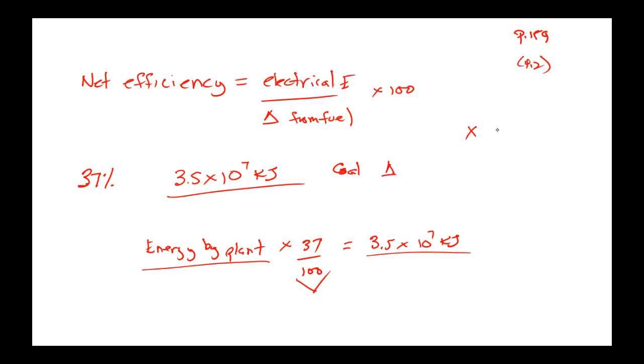So we could make this easy. We just say x times 0.37, that's what 37 divided by 100 is, equals 3.5 times 10 to the 7th kilojoules. All right, so what do we got? We're going to solve for x, so we'd have x equals 3.5 times 10 to the 7th kilojoules divided by 0.37. All right, so let's see what that answer gives us.